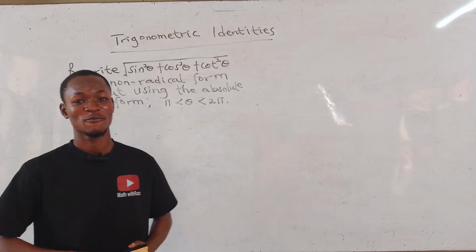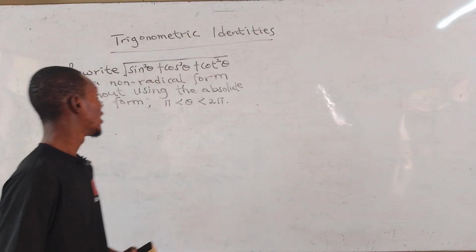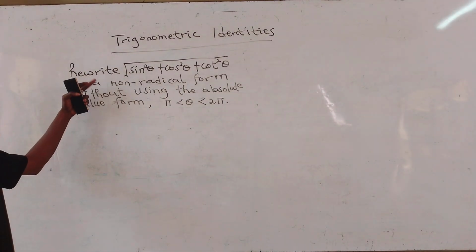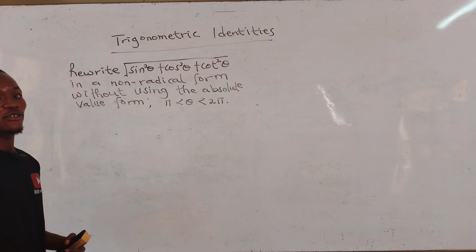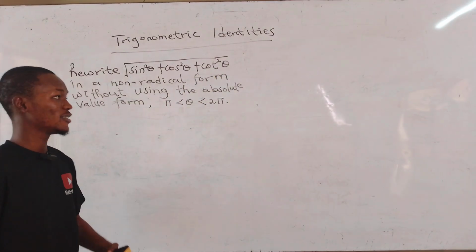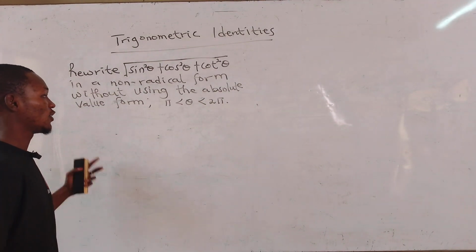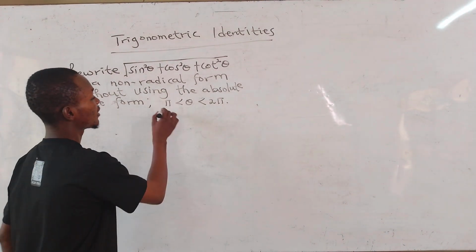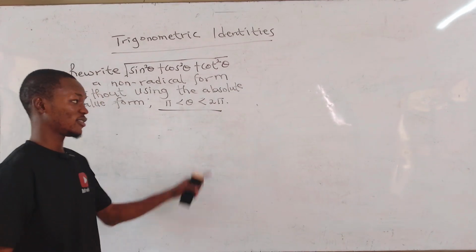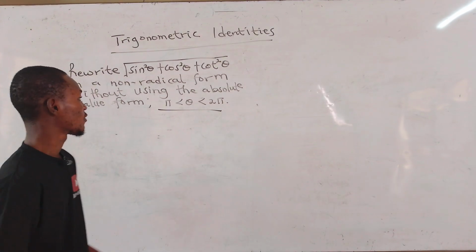Alright, welcome back again. We are going to take our second example on trigonometric identities. Now, we are to rewrite the square root of sine squared theta plus cos squared theta plus cot squared theta in a non-radical form without using the absolute value form, that is, theta being less than 2 pi, which is 360, and then theta being greater than pi, which is 180 degrees.